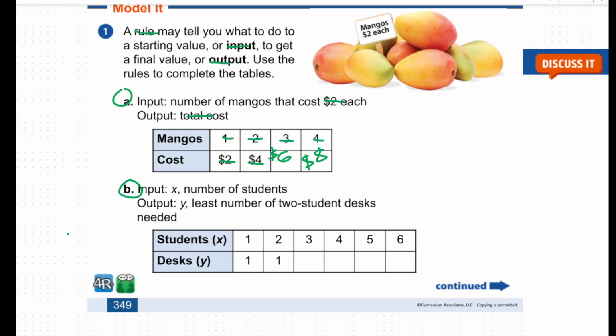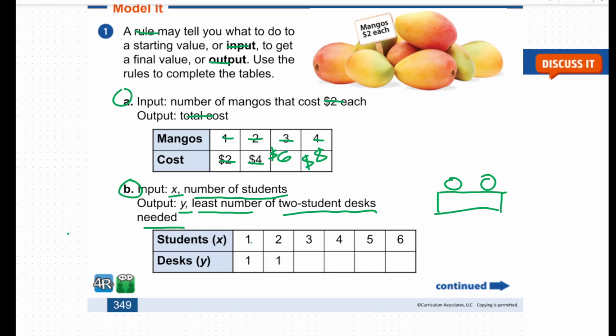Part B. Input. The X value is going to be the number of students. The output is going to be the least number of two student desks needed. So this is a little tricky to understand. Basically what they're saying is that all of the desks in this classroom, kind of like in the science classroom, they fit two students, right?